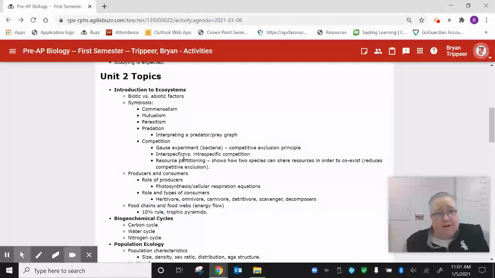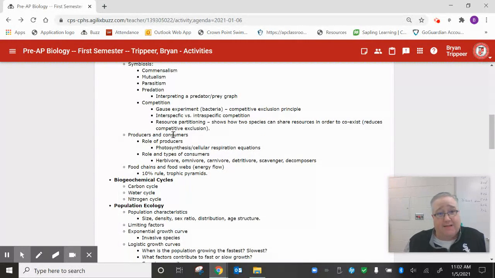Competition, some pretty specific things that we talked about with that. Gauss's experiment was a good example of competitive exclusion, so we should know what that is. Inter and intra-specific: that's either competition between members of different species or competition between members of the same species. So know which one is which. Resource partitioning: different ways that organisms can share resources so that competitive exclusion doesn't happen.